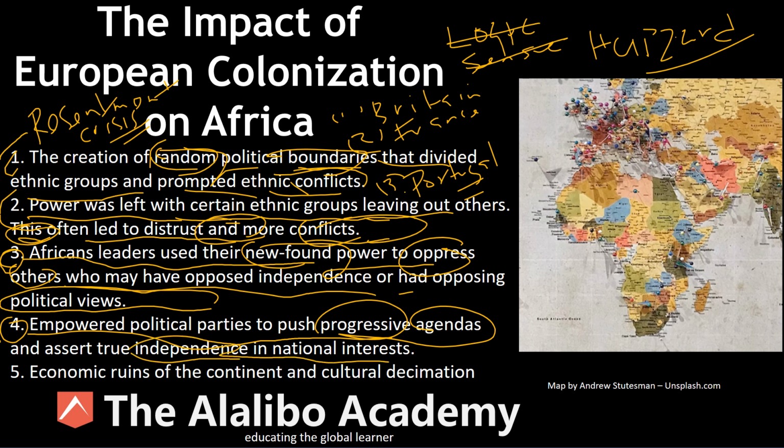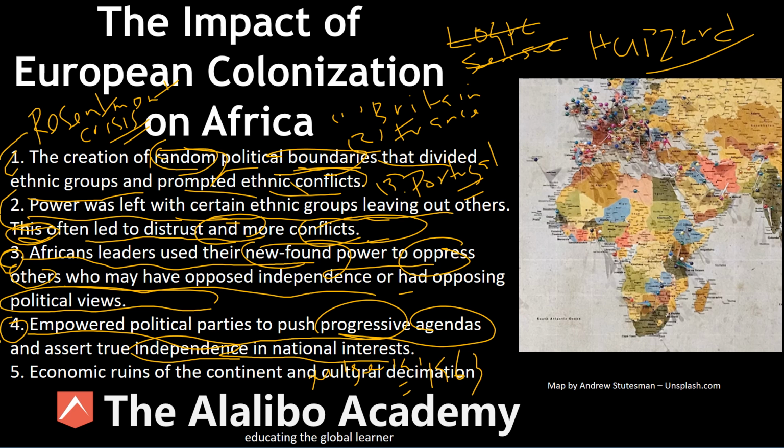The fourth point here is empower political parties to push for progressive agendas, right? And exert true independence. And this is a very important point as well. True independence in national interest. And that's why you saw several African countries becoming a republic. Nigeria, for example, became a republic.